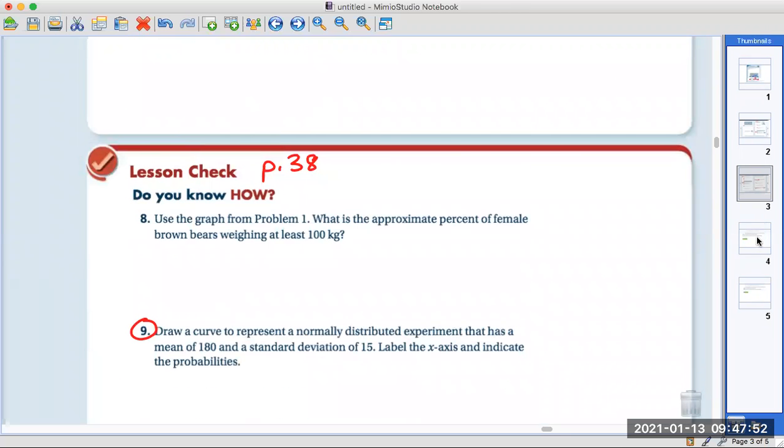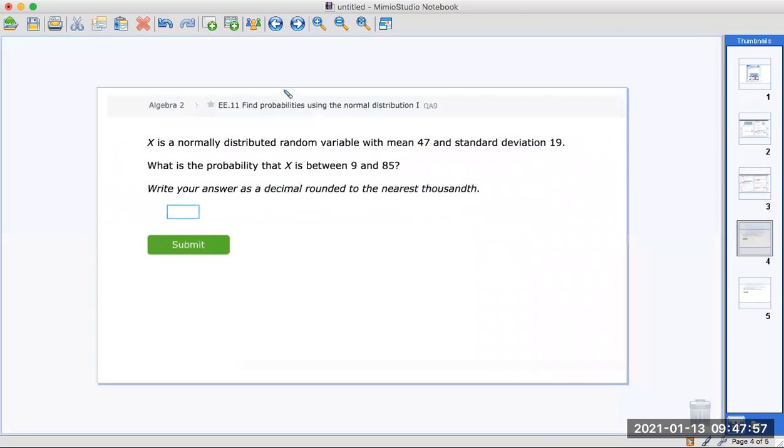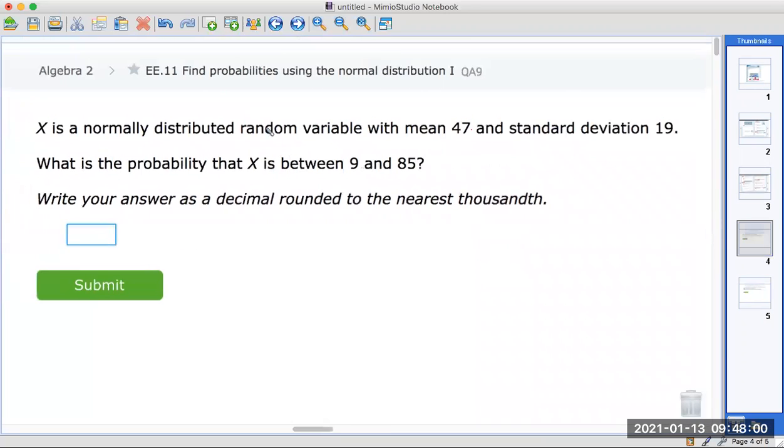And then I have an IXL assignment for you. And the IXL is in the Algebra 2 tab. And it's EE11, double E11. That's kind of at the end. Find probabilities using the normal distribution. So the probability works out the same way.